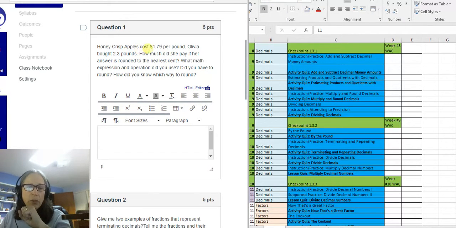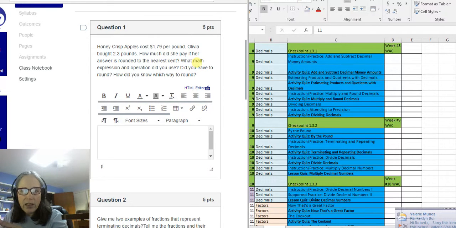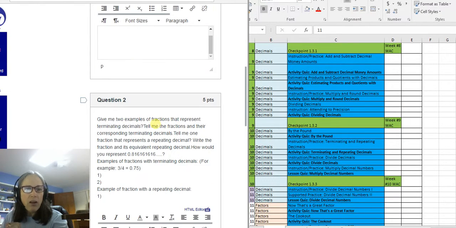You're going to buy some apples at $1.79 a pound, and Olivia bought 2.3 pounds. So how much did she pay if her answer is rounded to the nearest cent? First of all, you're going to have to find out how much she would pay, and then if it goes out into the thousandths or the ten-thousandths, you have to round it back to the hundredths to get to the nearest cent. Okay, but how are you going to find this? Do you add these, subtract these, multiply these? What do you do? Tell me how you did it and how you figured it out. Make sure you read all the questions.